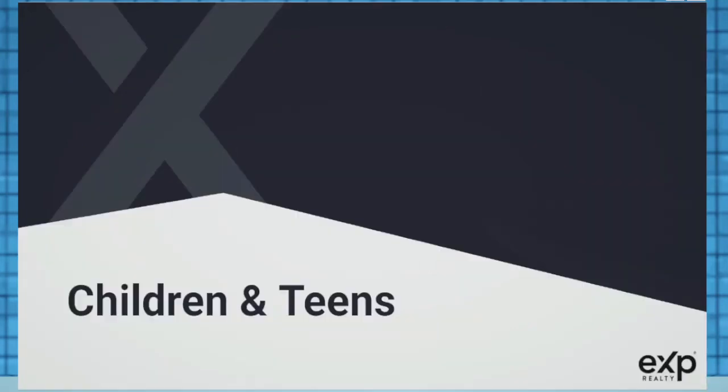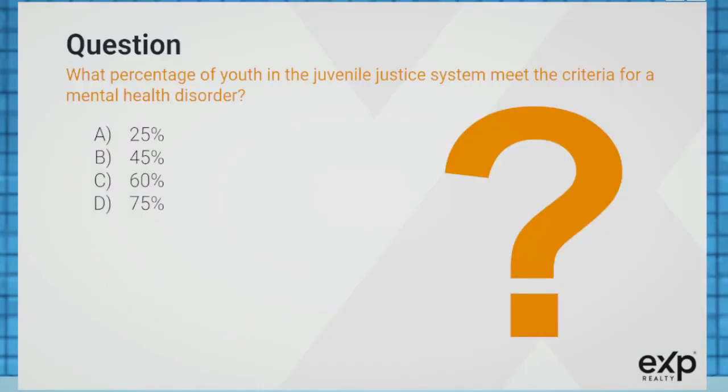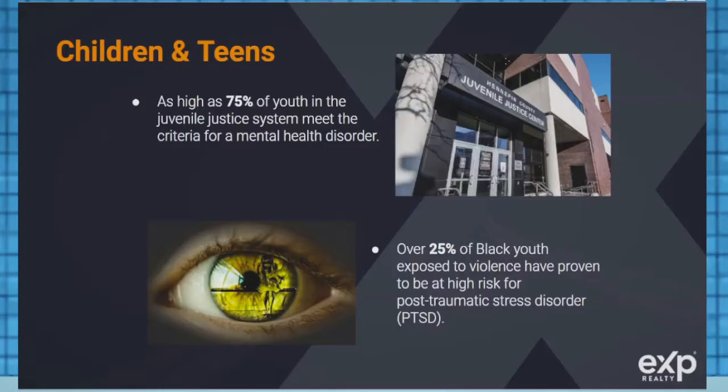Now, the first subset we're going to cover is children and teens. It's a question for the audience. What percentage of youth in the juvenile justice system do you think meet the criteria for a mental health disorder? How many kids that are in juvie do you think meet the criteria for a mental health disorder? I'll give you a second to think about it. And the answer here is as high as 75% of youth in the juvenile justice system meet the criteria for a mental health disorder. That's an absurdly high number.